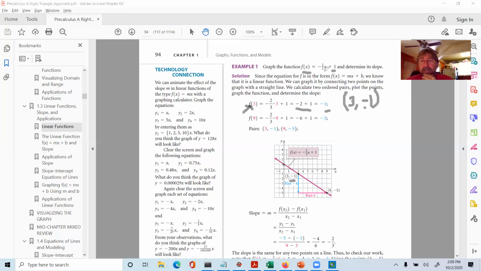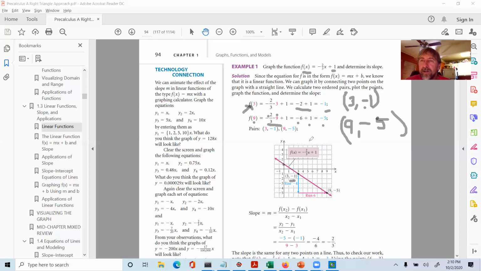Then the second easy point they used was 9. If we plug in 9, because of this 2/3 power, the fraction cancels out. I'm plugging in 9 as my x value: -2/3 times 9. 9 times 2 is 18, 18 divided by 3 is 6, and with the negative sign it's -6. -6 plus 1 is -5. So we have the coordinate pair 9, -5.